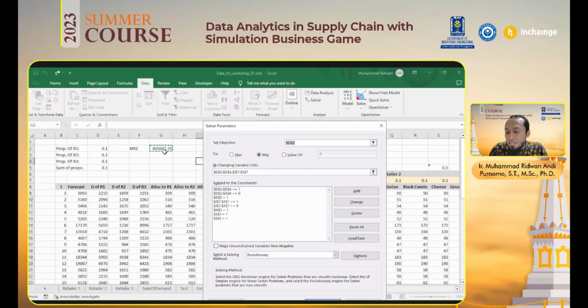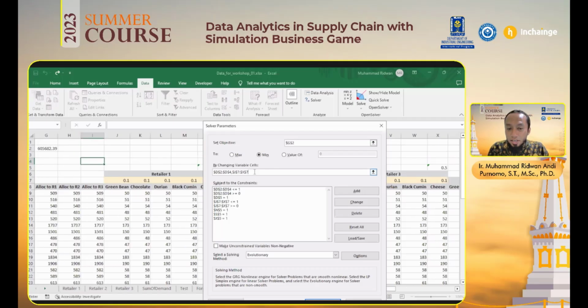We want to minimize the MSE. So here the objective function is to minimize, not to maximize, but to minimize MSE. We are talking about error, so of course we need to minimize it. If we are talking about profit, yes, we want to maximize it. If you talk about cost, we want to minimize it. If we talk about energy consumption, we want to minimize it, like that. And that's the concept of optimization.